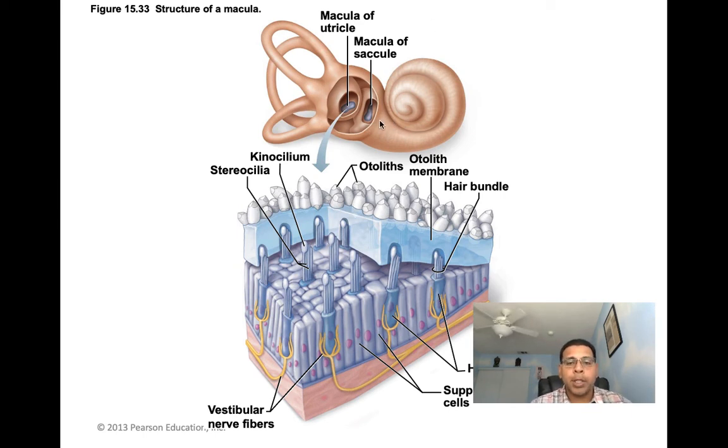So here we can appreciate how each macula is going to be found in the saccule and its position then in the utricle. You can see one is more vertical compared to the other.